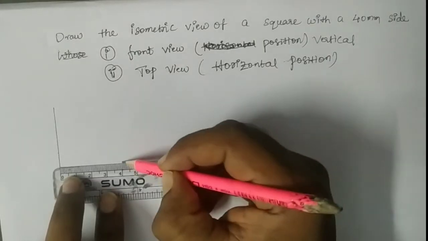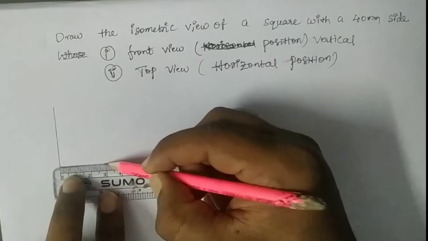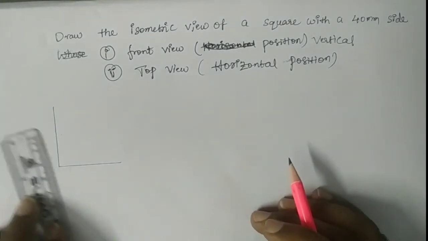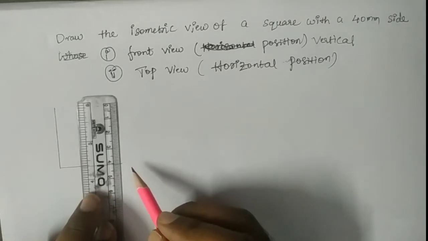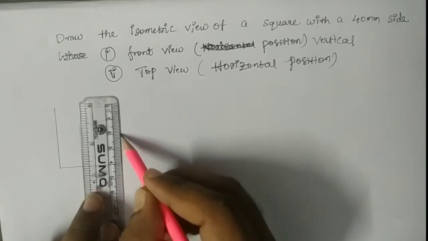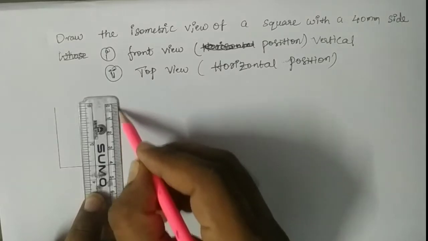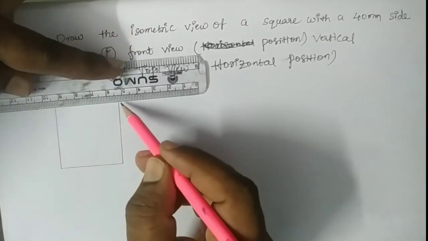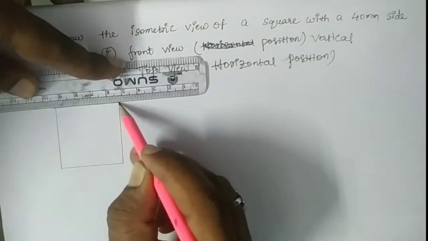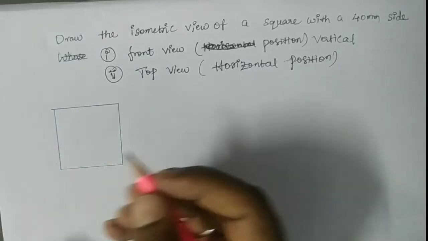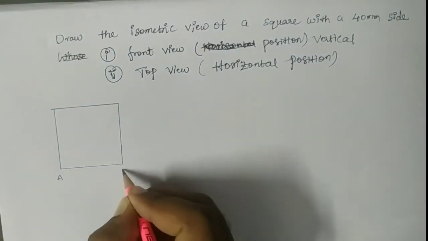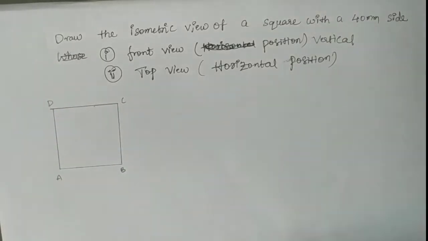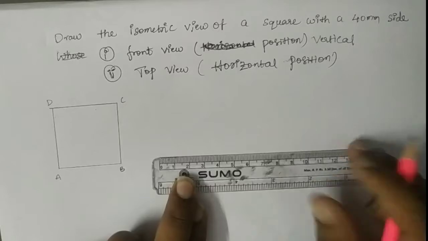Front view means vertical position, top view means horizontal position. See the procedure for how to draw the isometric view of a square plane. This is the plane, so please remember, plane. The square has a side of 40 mm. Take a 40 mm side and draw the square box like this and mark the points A, B, C, D.